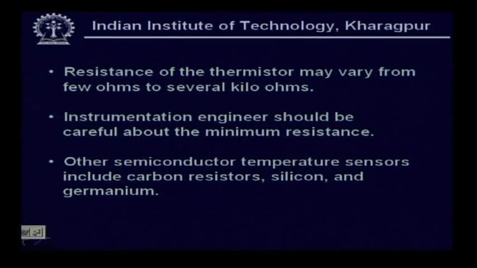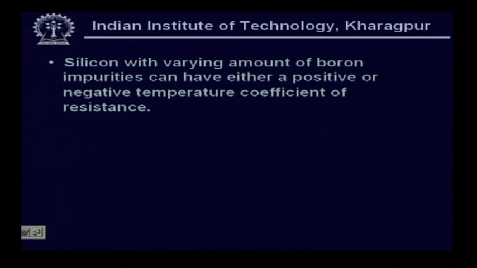Other semiconductor temperature sensors include carbon resistors, silicon and germanium. These are some other sensors, even though they are not much in use. Now, silicon with varying amounts of boron impurities can have either positive or negative temperature coefficient of resistance. So, you can have either a positive thermistor or a negative thermistor. We are not interested in a positive temperature coefficient, because we have many other sensors, but we need a negative temperature coefficient, that also with a very high sensitivity, which is available in the case of thermistor.